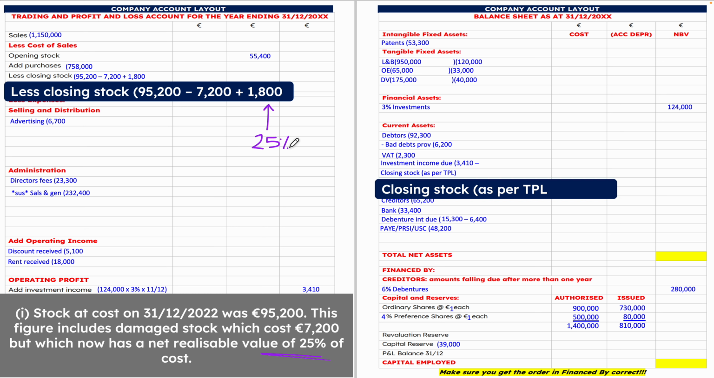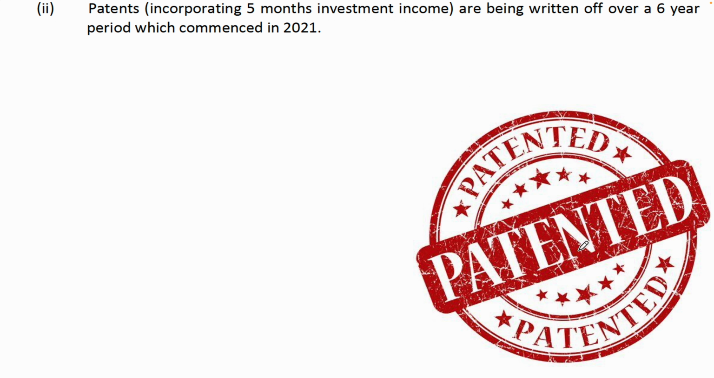And you also need to put your closing stock into your balance sheet, into your current assets as well, and you're just going to write as per TPL. So whatever your figure is here for closing stock, even if it's incorrect, you put it over here, you're going to get the marks for it there. So that's really good news.